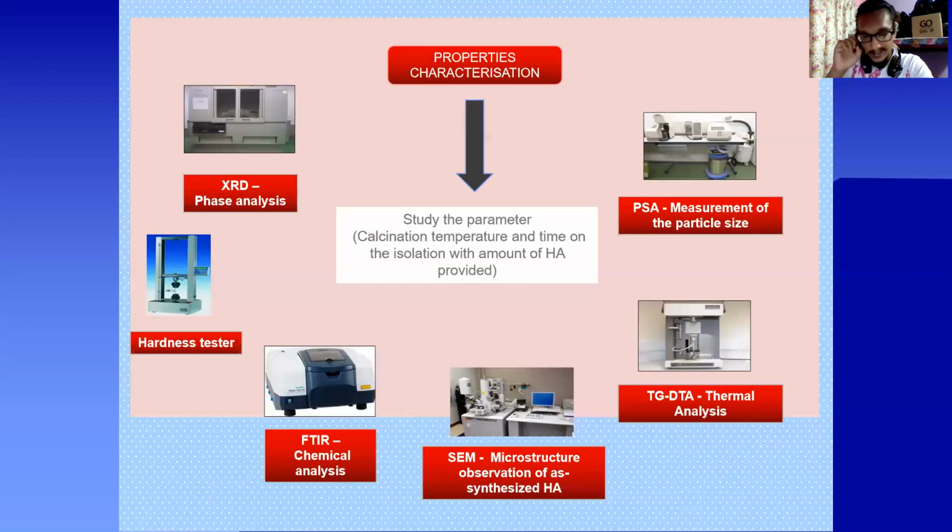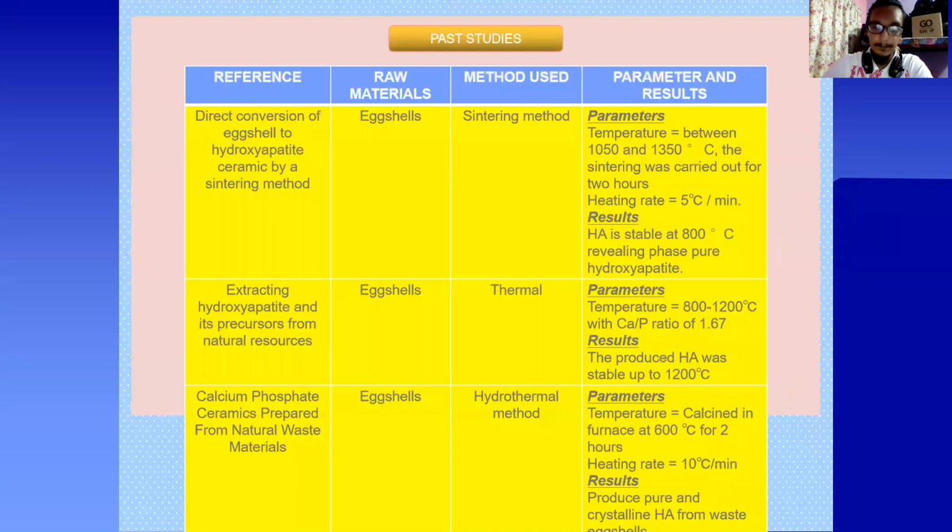So these are the basic characterization techniques to characterize the calcium phosphate. XRD is used for phase analysis. Hardness test is used to measure the hardness of sintered dense calcium phosphate. FTIR is used for chemical analysis. SEM is used for microstructure observation. TGDTA is used for thermal analysis, and PSA is used to measure the particle size.